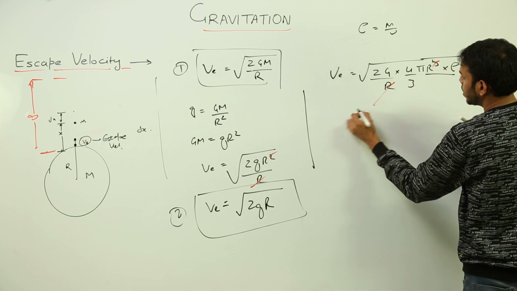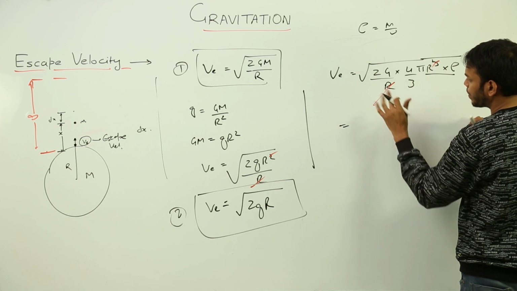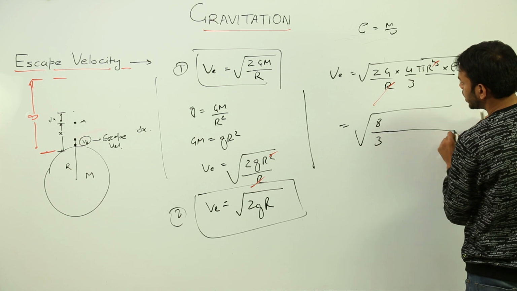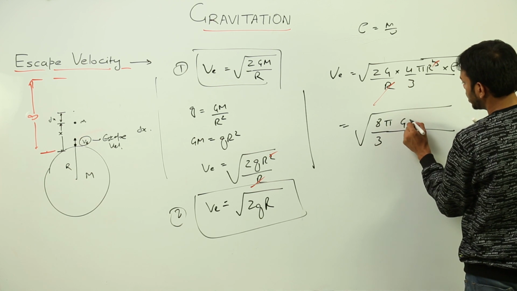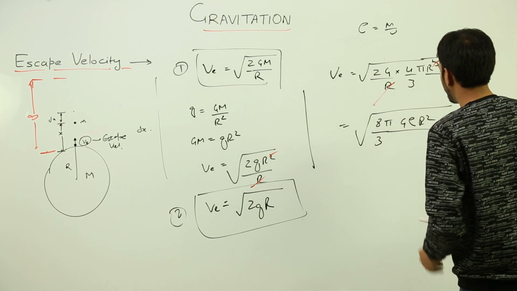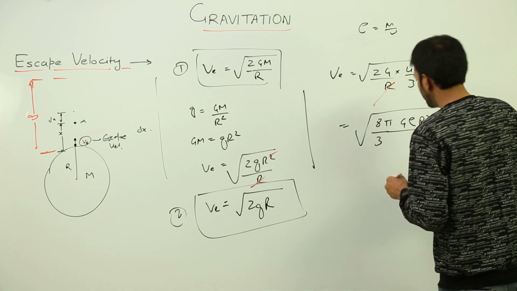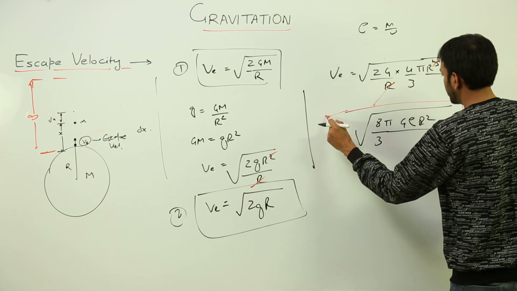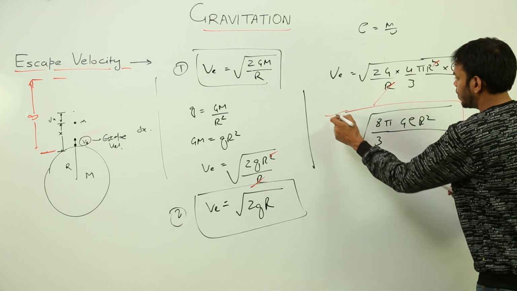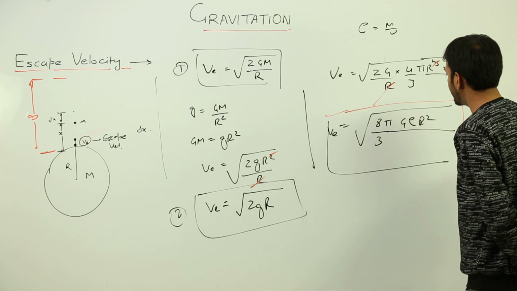This becomes 2. I can take out r square, the r outside, but I'm not doing that. I'm just writing the whole thing. 4 into 2, 8 upon 3 pi G rho r square, that's it, under root 8 upon 3 pi G rho r square. So this is another formula for escape velocity. You can use it only when the density of the planet is given. We cannot simplify it any further.